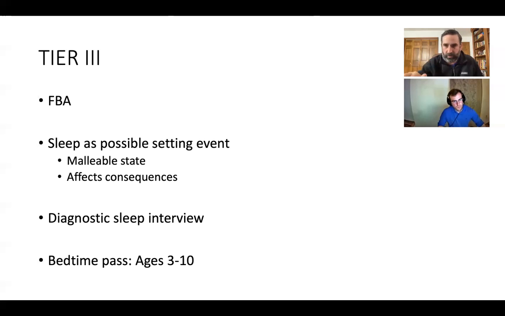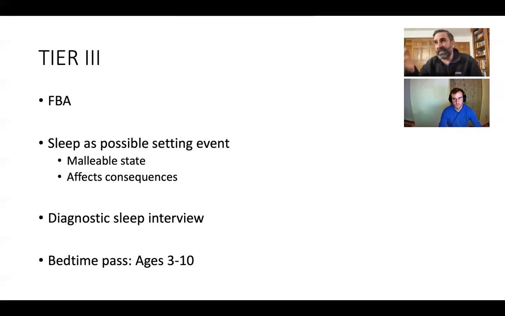And so just real briefly, for anybody who's not familiar with what a setting event is, a setting event is a malleable state, or a malleable occurrence, that we can alter, we can change, that increases the value of a consequence for a behavior. So when we think in terms of our ABC, you've got the setting event, which is kind of distal, and then your antecedent, your behavior, and your consequence. The setting event really sets the stage or makes this consequence more valuable for that behavior.